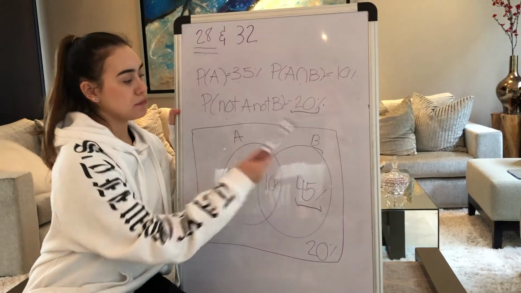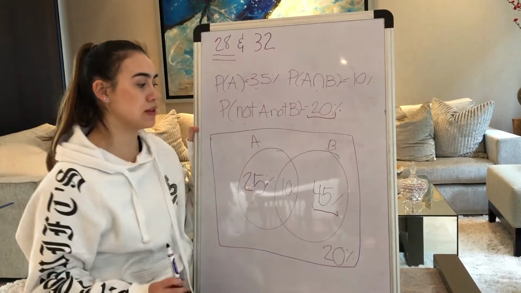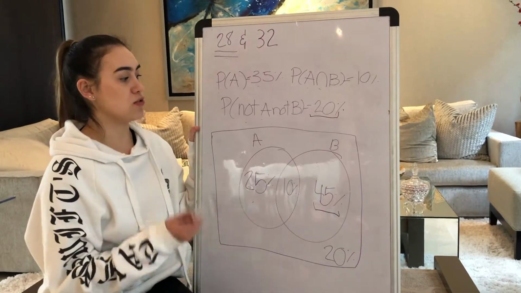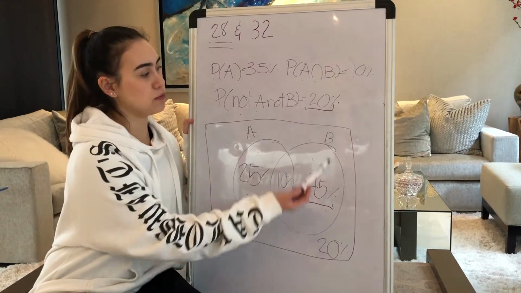And to find B, we would sum 25 plus 10 plus 20, that will give us 55, and then we subtract 100 minus 55 and we would get the 45, that would be the B.